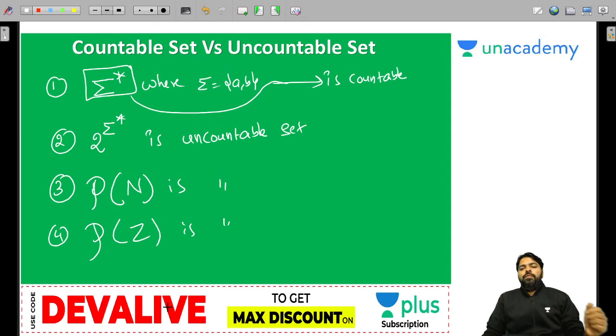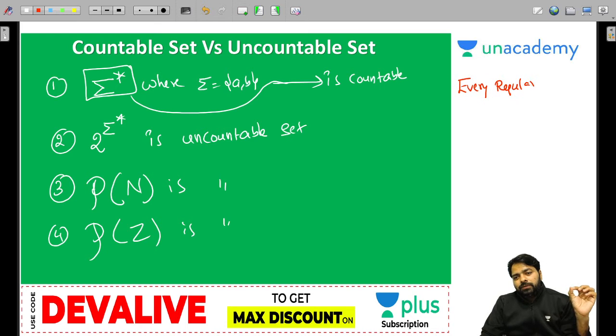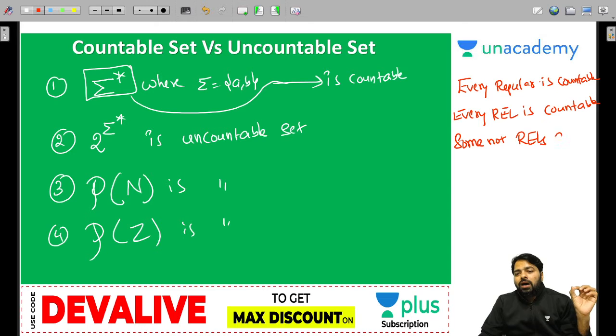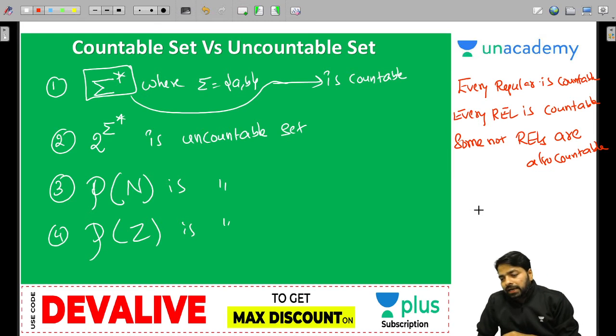Fine. Now here, when it comes to the point, every regular language is countable. Every REL is countable. But the problem is, even some of the not RELs are also countable. Some not RELs are also countable. Computable is different, countable is different, guys.